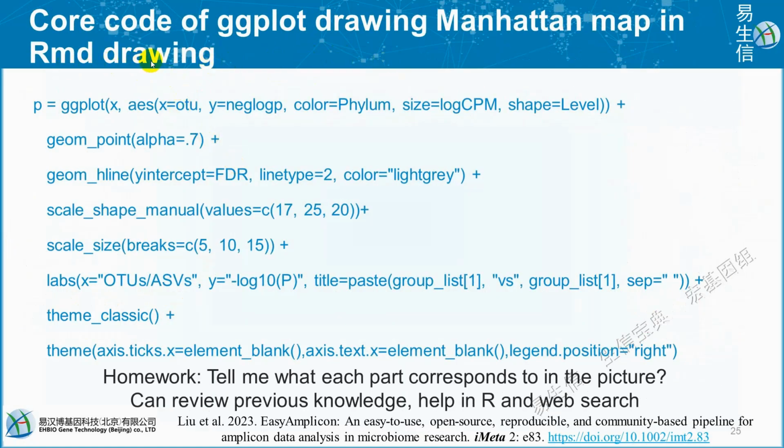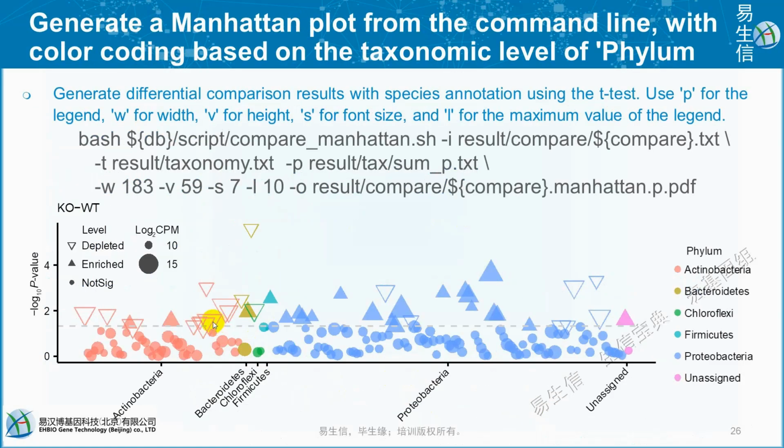Using RMD, the detail is given here of how you will do this. You can adjust your parameters, and I already explained earlier how you can arrange all these things according to your preferences. So you have each part corresponding to the picture and can review the previous knowledge, helped by web search. You can do it by yourself and generate the Manhattan plot in RStudio by running this command. You will get a picture like this.